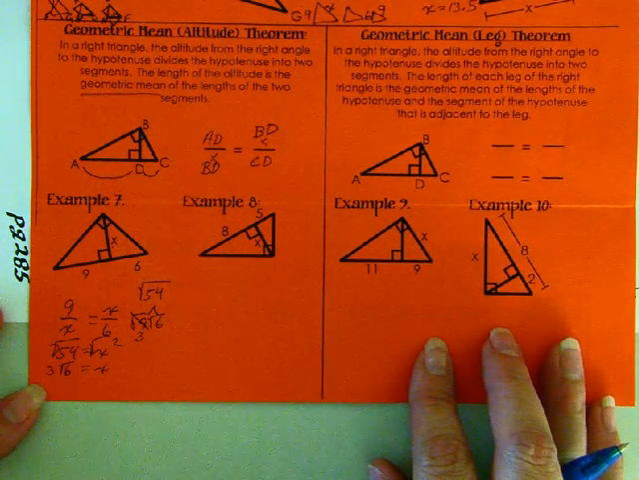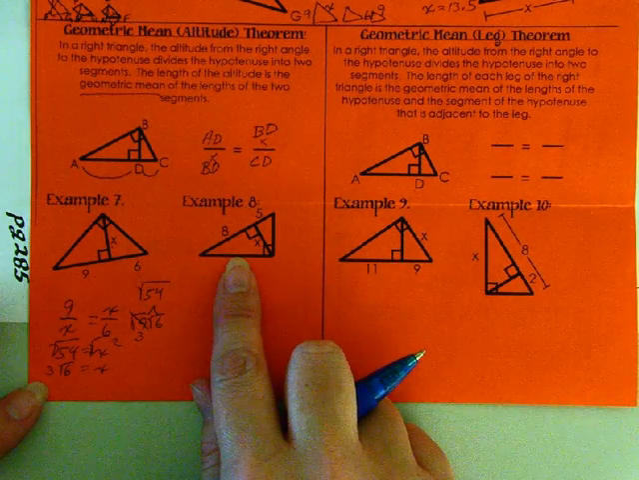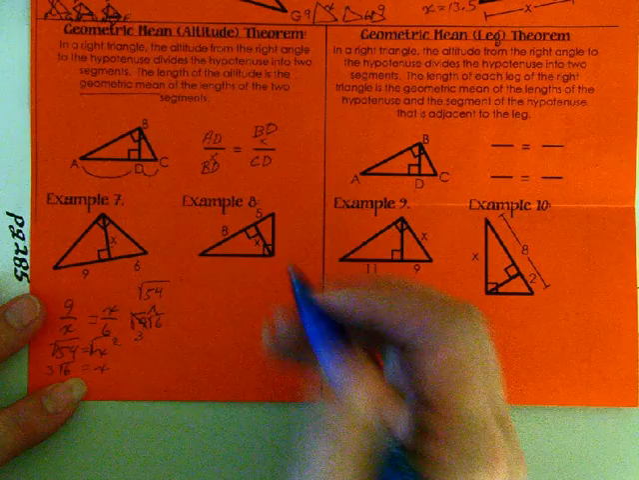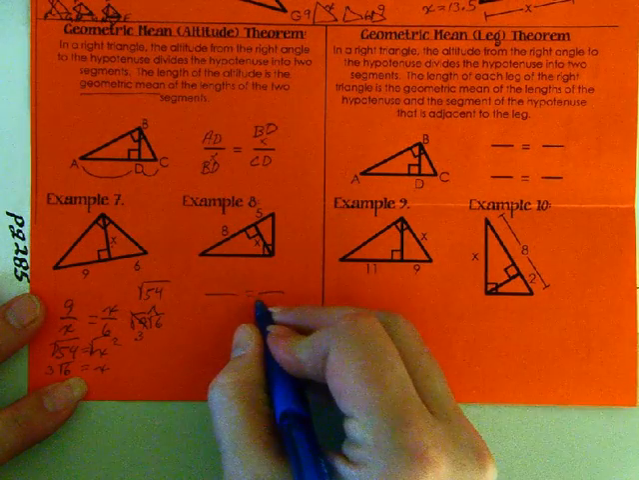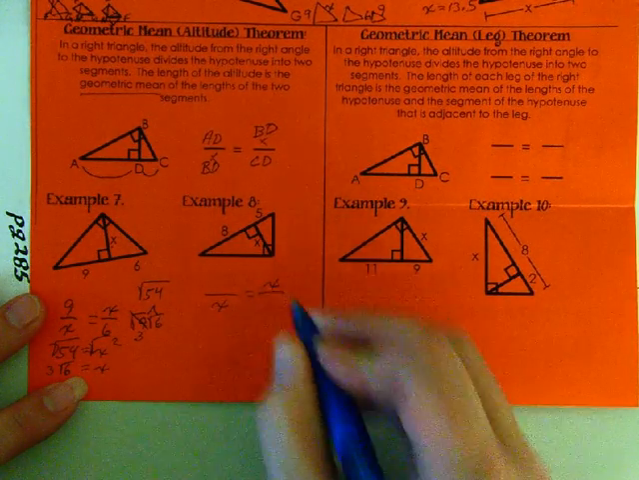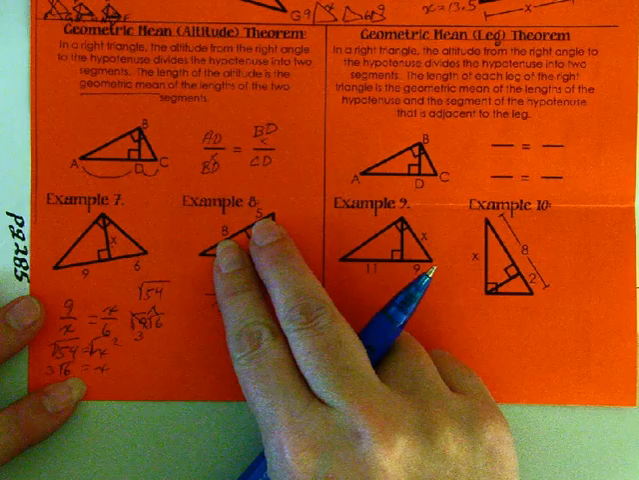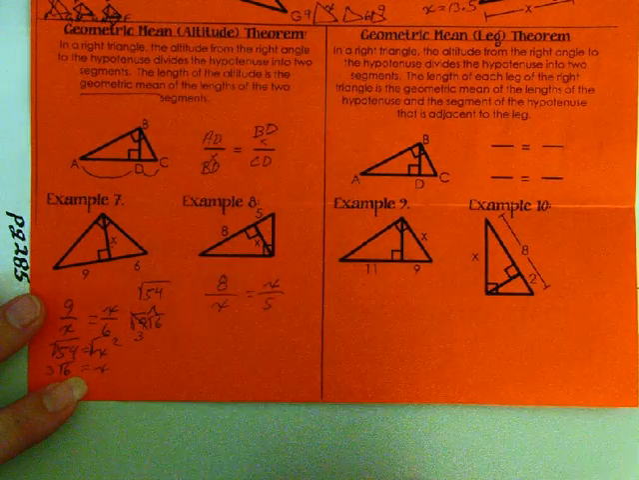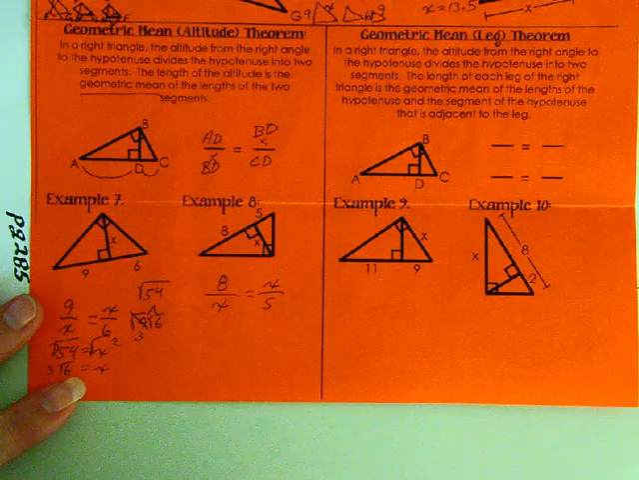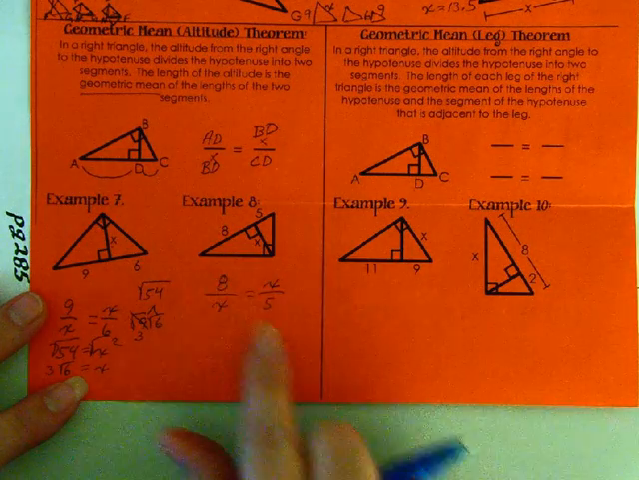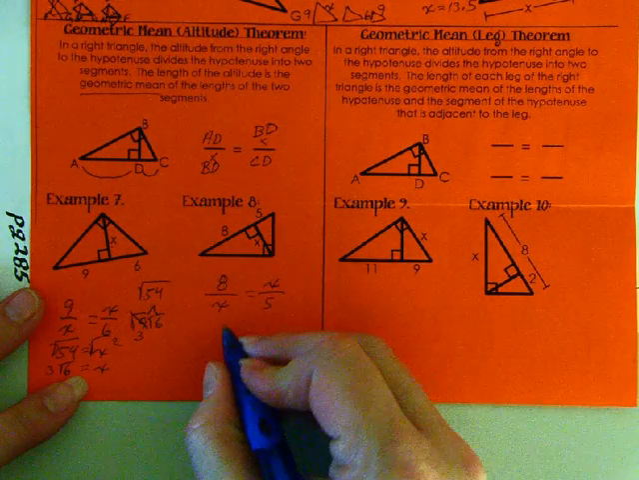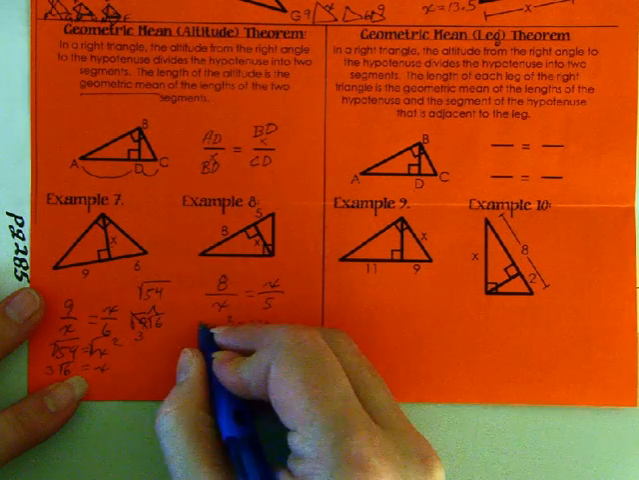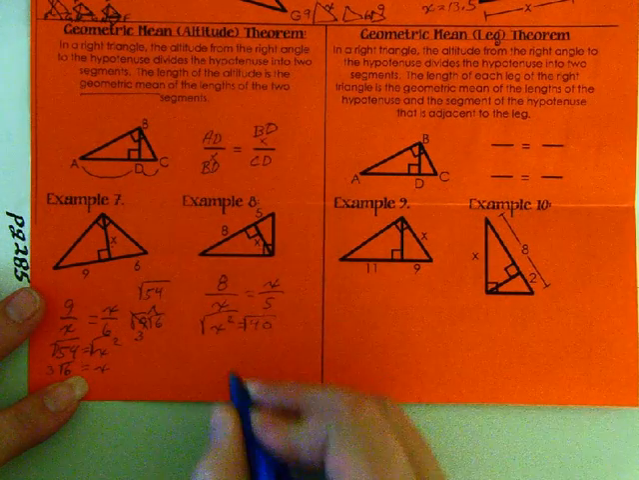Okay. All right, let's move on to the next one. So our altitude, which is x, we're going to put that as the geometric mean between the 2 pieces of my hypotenuse. That's 8 and 5. So now we're going to cross multiply. So we get x squared equals 40. Take the square root of both sides.